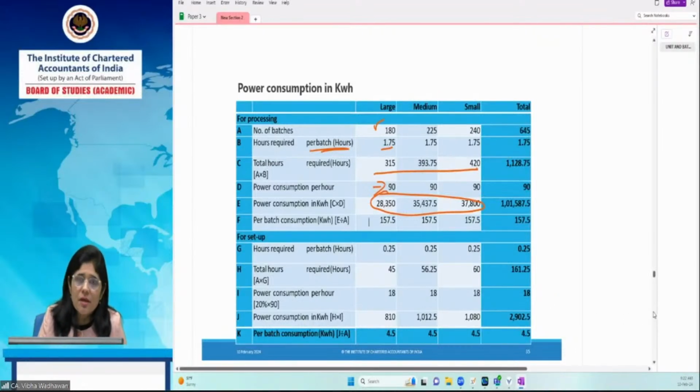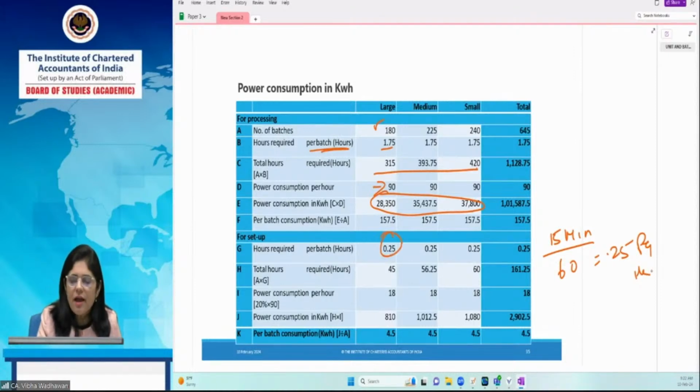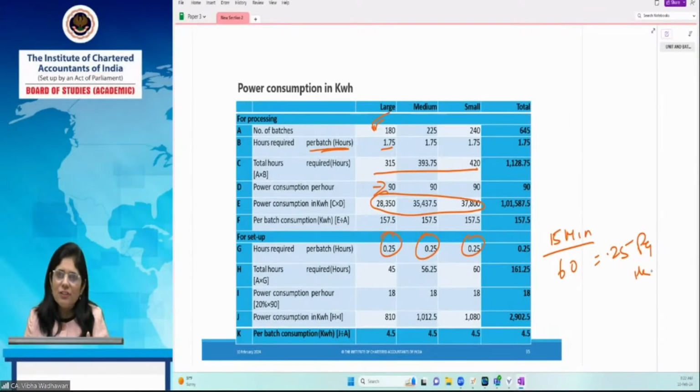Similarly for setup. For setup it is taken 15 minutes. You convert 15 minutes into hour, it will be 0.25. 15 minutes divided by 60, you will get 0.25 hours. Clear? So setup में 0.25 hours लग रहे हैं. तो total hours कितने लगेंगे? 45, क्योंकि 180 का बैच है. एक बैच में 0.25 आवर्स लग रहे हैं सेटअप के लिए. 180 सेटअप होंगे तो 45 आवर्स का टाइम लगेगा.